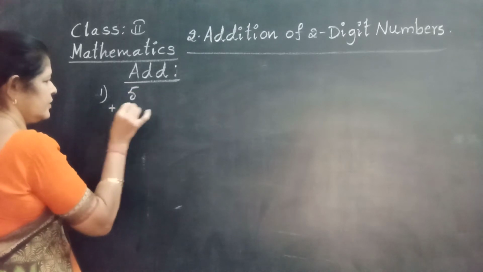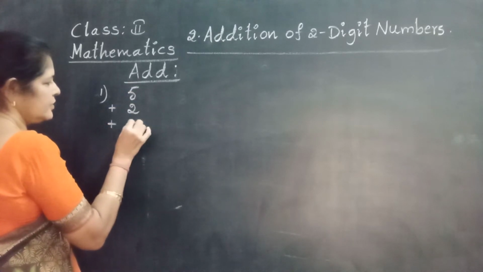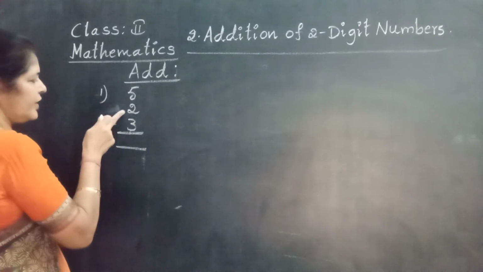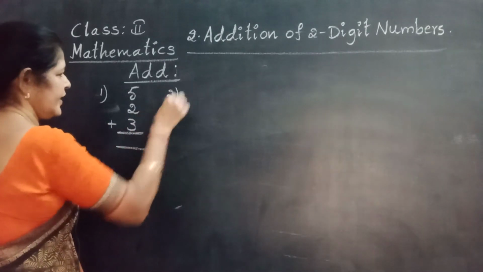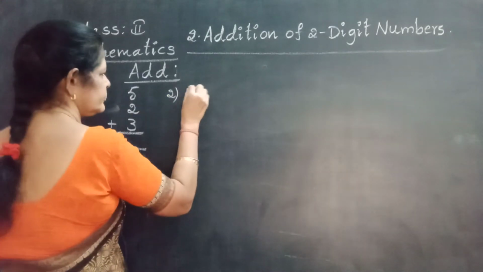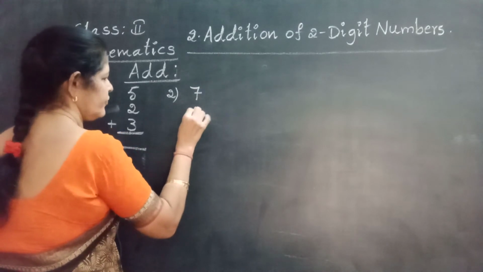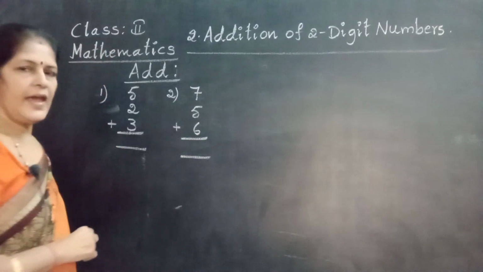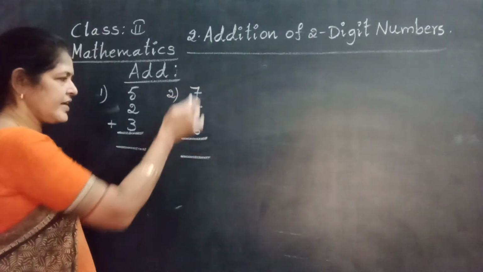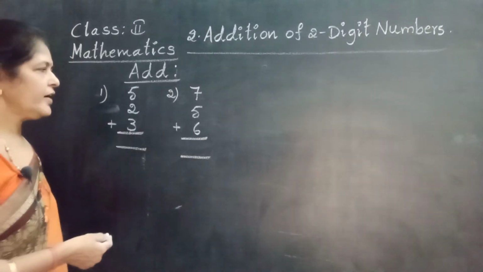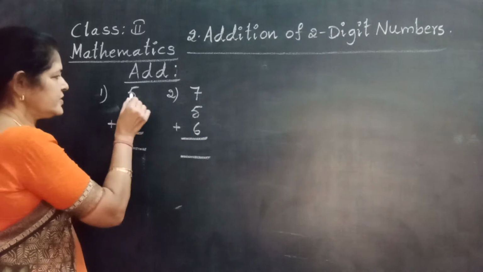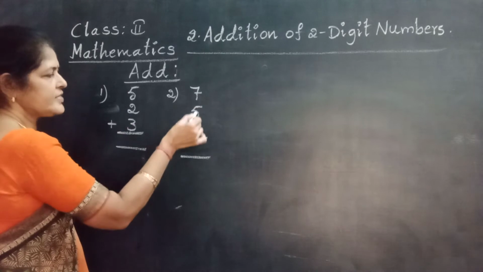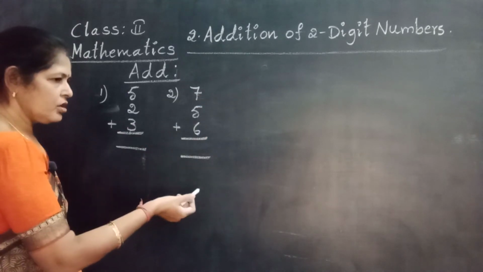5 plus 2 plus 3. Put one symbol only. 5 plus 2 plus 3. Note down neatly, Nana. Second one. 7 plus 5 plus 6. Here we are adding ones. These are ones, single digit numbers. When we are going to add single digit 3 lines, first add these two numbers, then go to the third number. Here also first add these two numbers, then go to the third number.